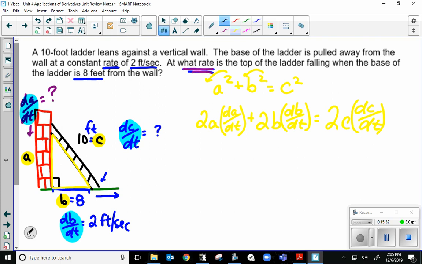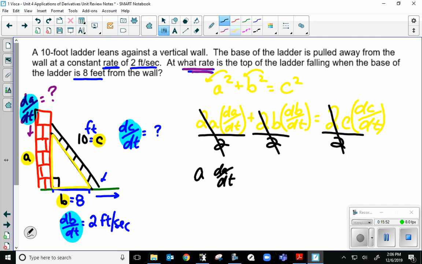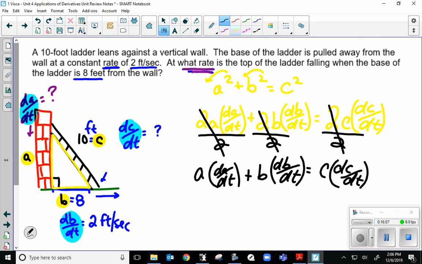First of all, I'm going to do something easy. I could leave everything like this and I could get the same answer, but I'll take a quick little shortcut. I'm going to divide everything by 2 because they have a common term. It's going to make my numbers smaller. So now I have a dA/dt plus b dB/dt equals c dC/dt. If I didn't do that, would my answer be wrong? No, but now my numbers are literally going to be half as big as they would have been. It's going to be easier to manage them.